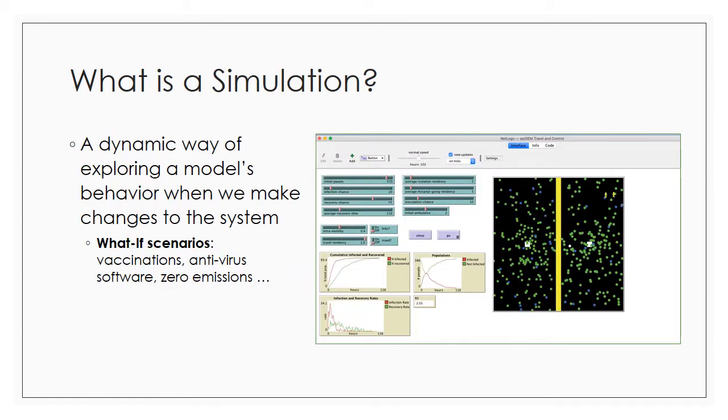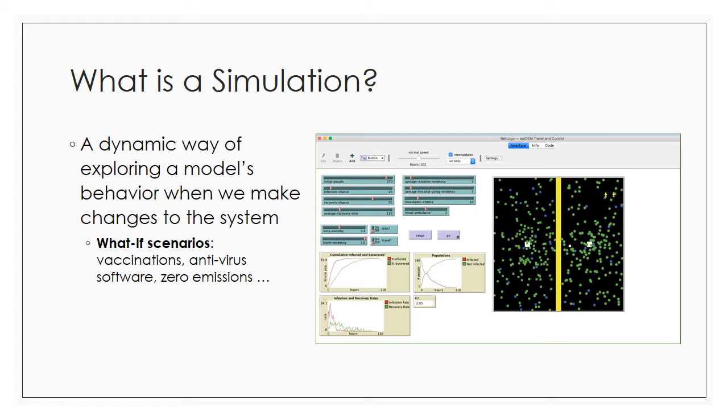Models are often limited to being just one mathematical equation. That makes them static. What we need from the model, though, is to show us different scenarios based on how we change the inputs. That's where simulation comes in. Simulation is a dynamic way of exploring a model's behavior when we make changes to the system. These changes help us build what-if scenarios.